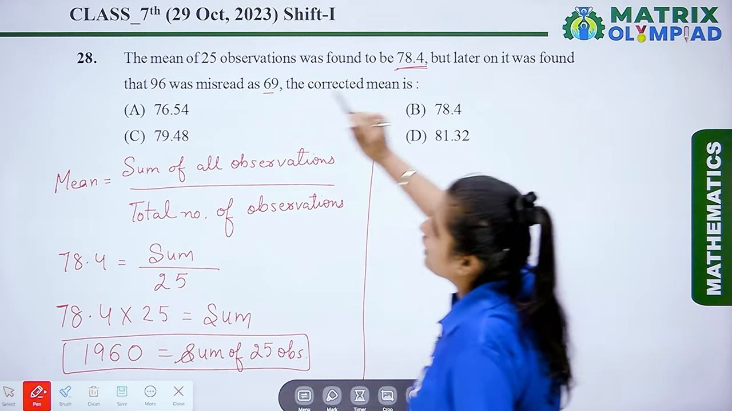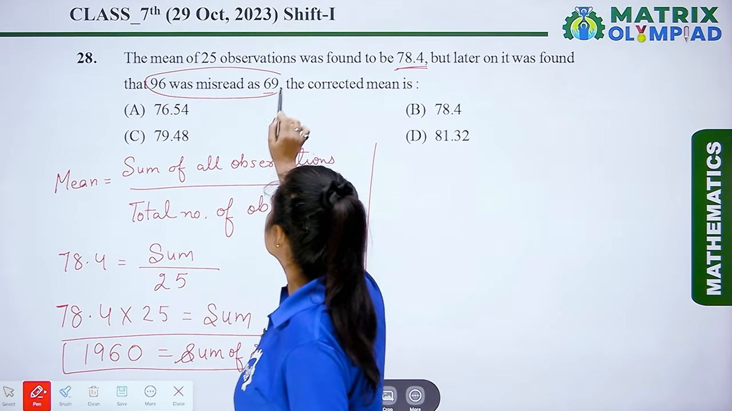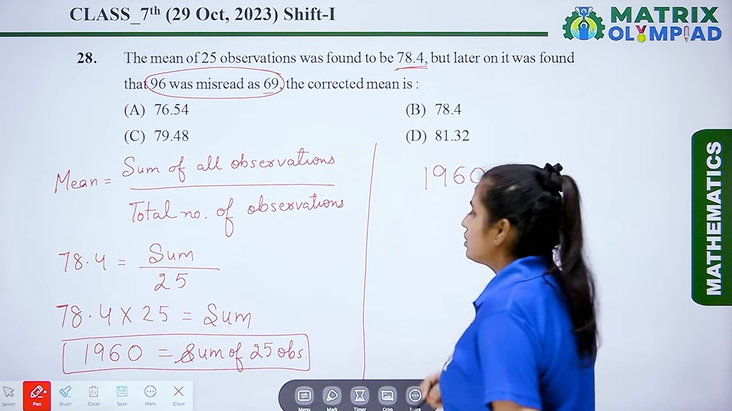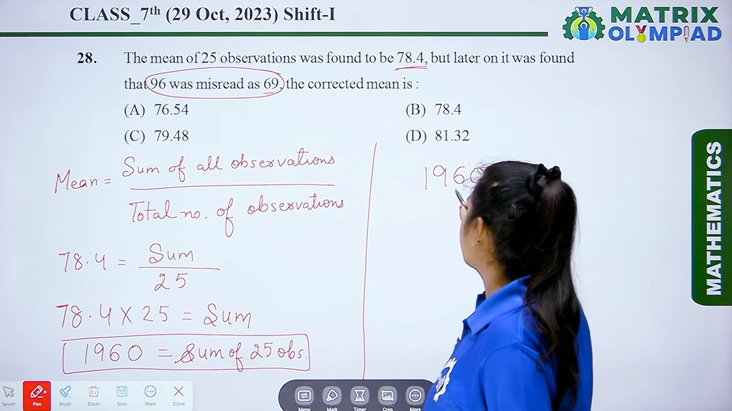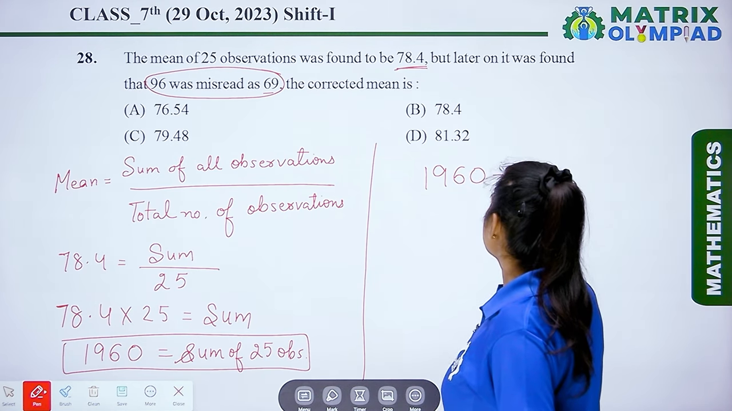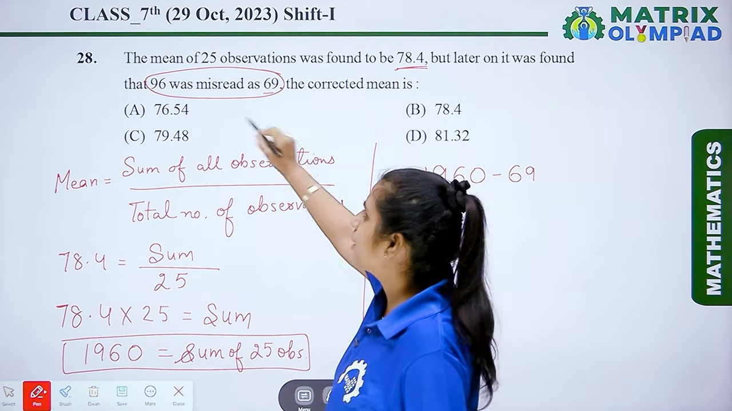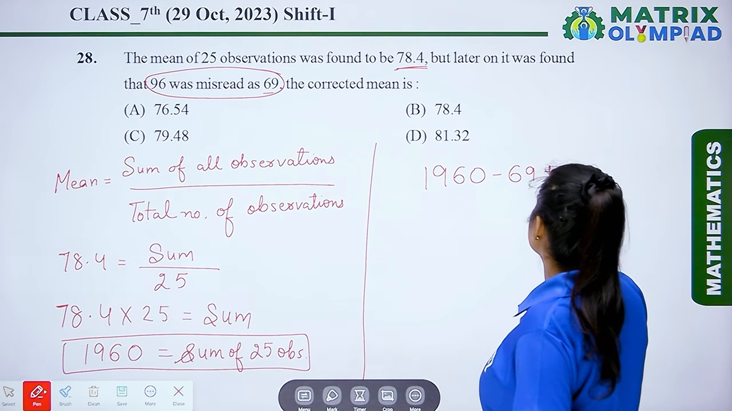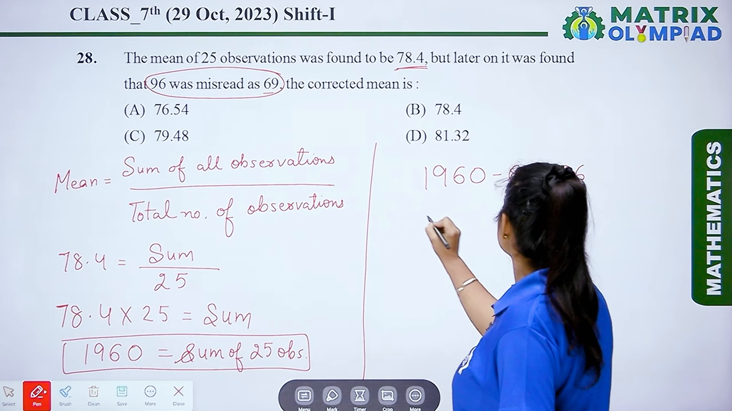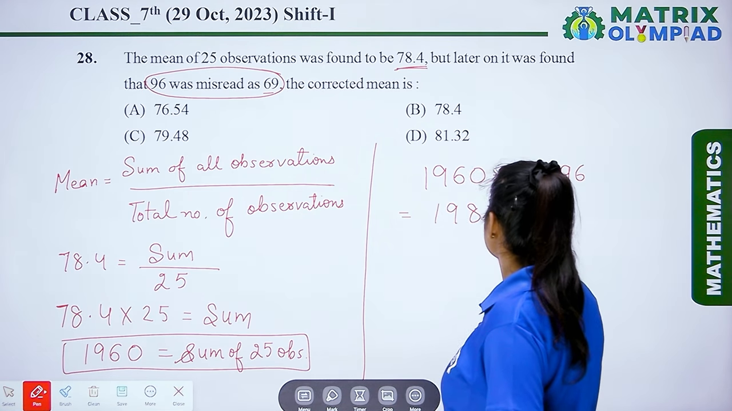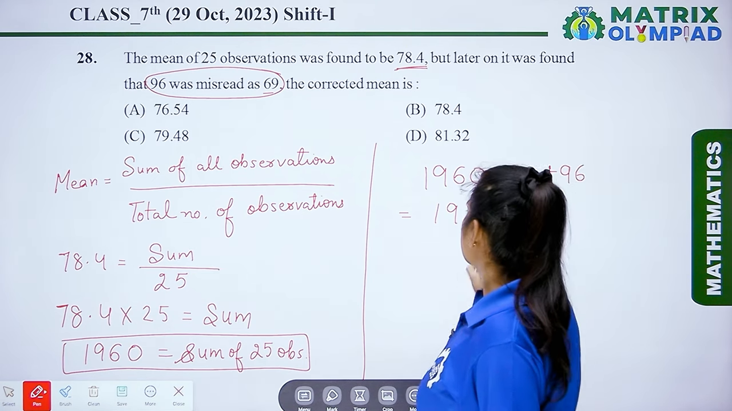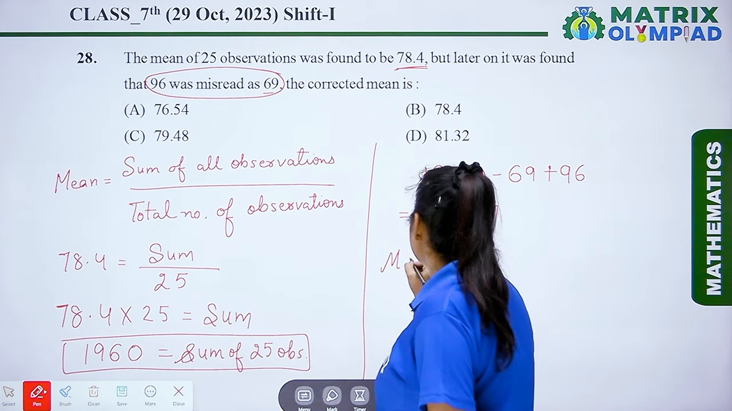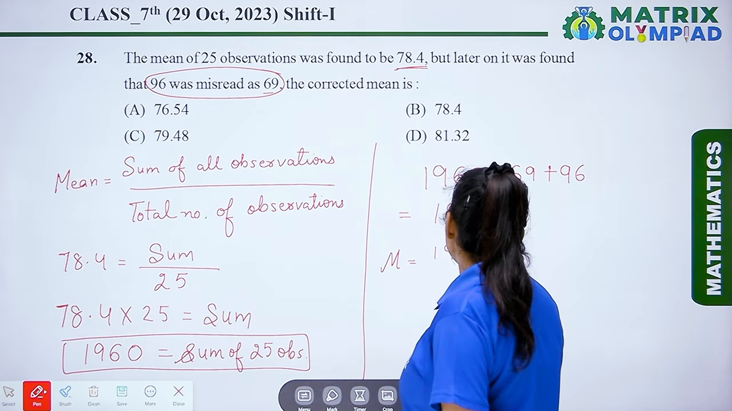But later on, it was found that 96 was misread as 69. So here, what we have to do? The sum of 25 observations is 1960. Now, we are going to subtract 69 from it because it was misread as 69, but the actual number is 96. After subtraction of 69 from 1960, we are going to add 96 to the sum. So here we get 1987, the sum of 25 observations. And this sum is the corrected one. Now let's find out the mean of these corrected observations.